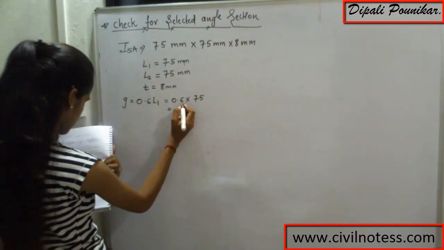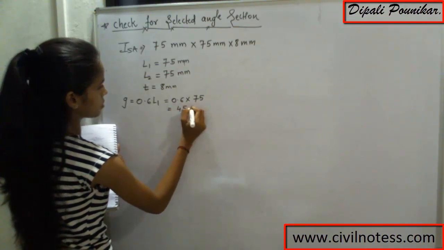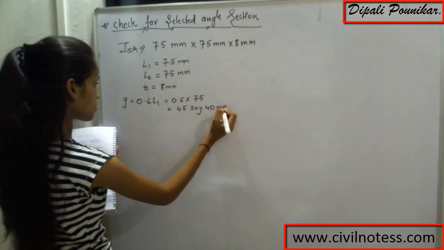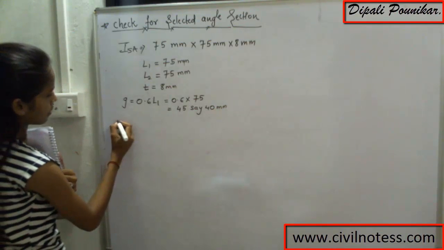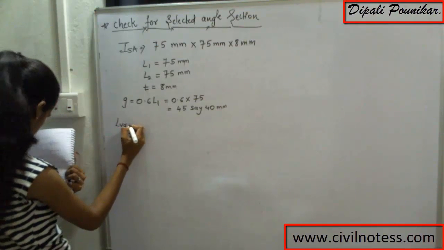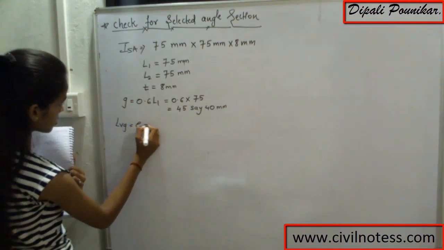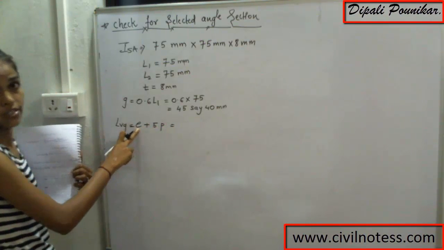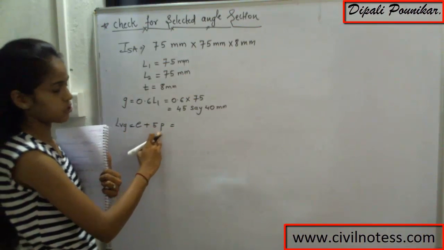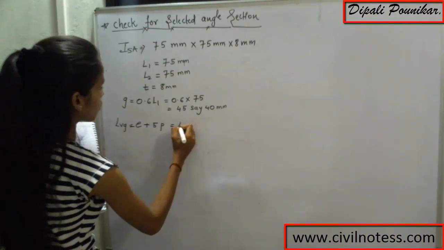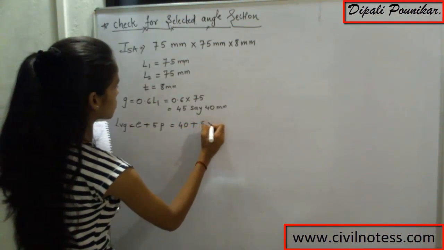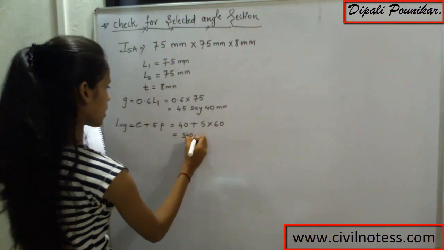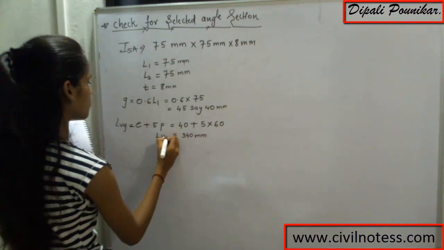We get 45, so we take it as 40 mm. After that, we have to calculate the LVG, that is E plus 5P. We know the value of edge distance, and we know the value of pitch distance also. The edge distance is 40 plus 5 into 16. We get 340 mm. This is the value of LVG.